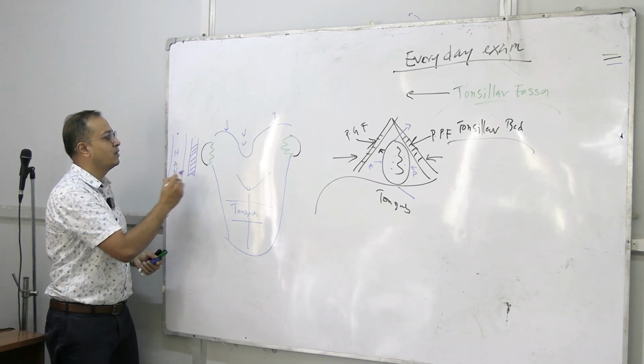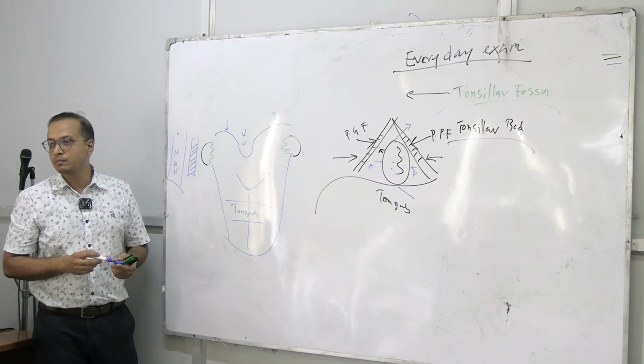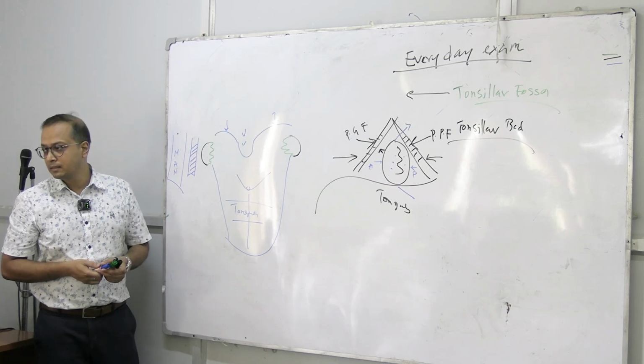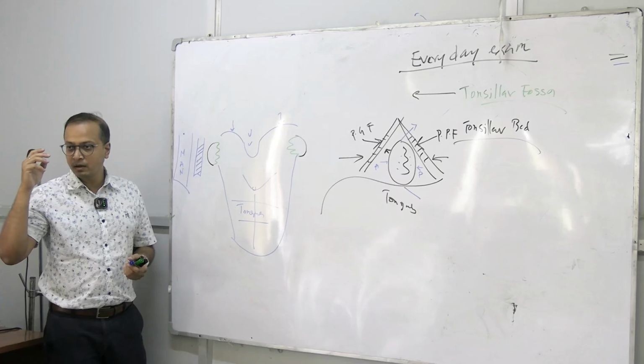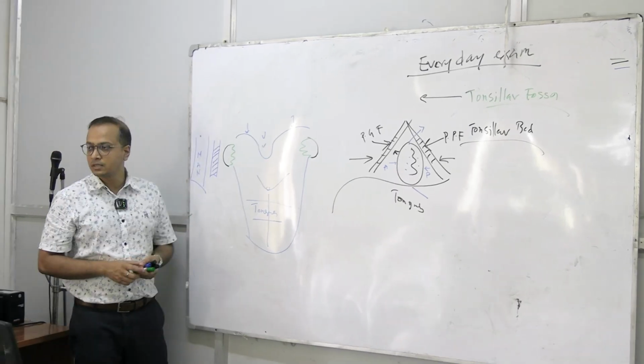Then we have a muscle over here we call constrictor muscle, which is a muscle of pharynx. The muscles of the pharynx are limited to three constrictor muscles: superior, middle, inferior. This one is the superior constrictor muscle.